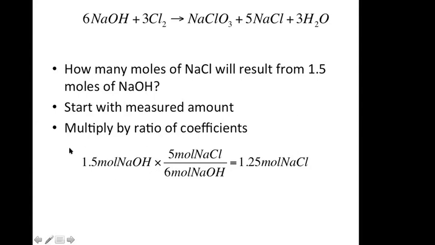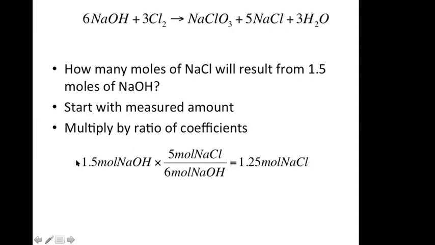So that's what's going to start out here at the beginning of our equation. And then we're going to multiply by the ratio. So I always start with what goes on the bottom because that's the thing I know. I'm going to put the moles of sodium hydroxide down on the bottom, and I'm going to put moles of sodium chloride on top because that's what I want. And then these two numbers, the 5 and the 6, they come from this chemical equation. So there's a 5 next to the NaCl, so I'm going to put a 5 on top. There's a 6 next to the NaOH, so I'm going to put a 6 on the bottom.